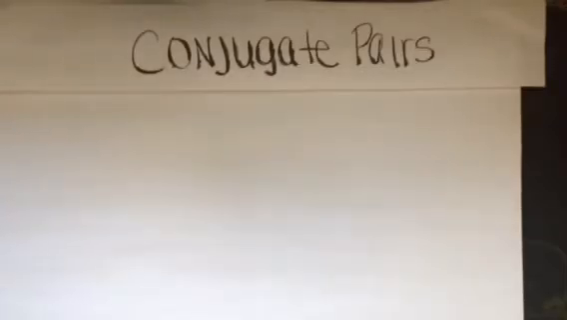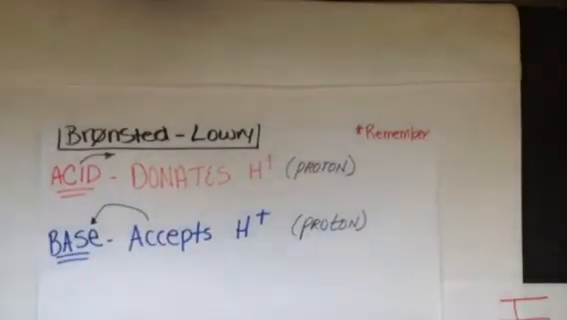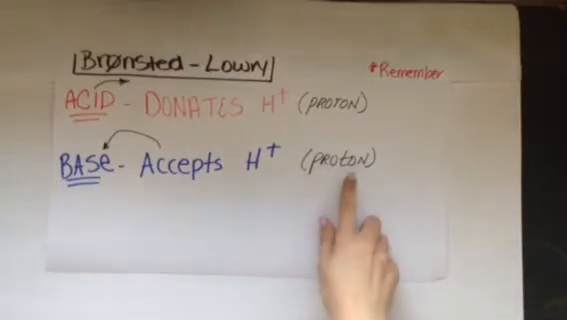So if you remember, we talked about acids and bases, defining them as Bronsted-Lowry acids and Bronsted-Lowry bases. So let's revisit that definition. A Bronsted-Lowry acid is one that donates an H+. And remember, we can call an H+ a proton. A Bronsted-Lowry base is one that accepts that H+, or that proton.